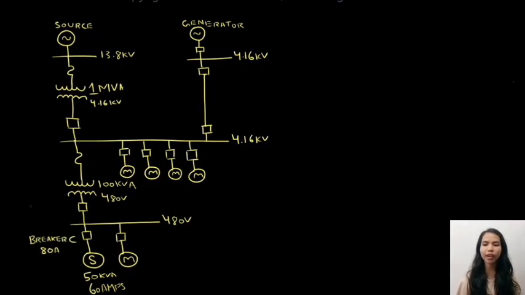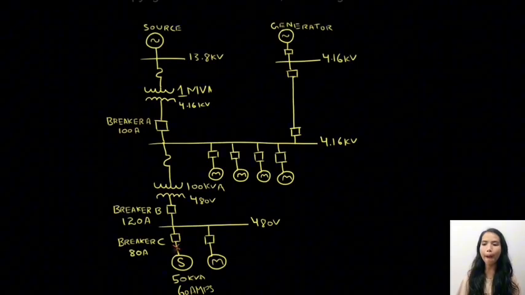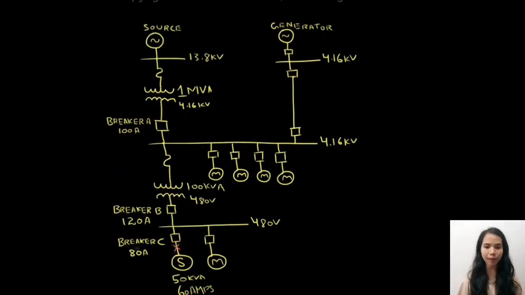Breaker C is rated 80 amps at 480 volts, breaker B is 120 amps at 480 volts, and breaker A is rated 100 amps at 4.16 kV. Keep in mind the voltage difference between breaker A and breaker B. Let's consider an abnormality occurring at the load terminals beyond breaker C.